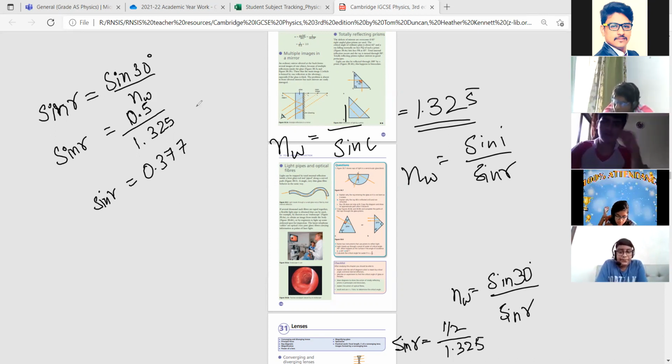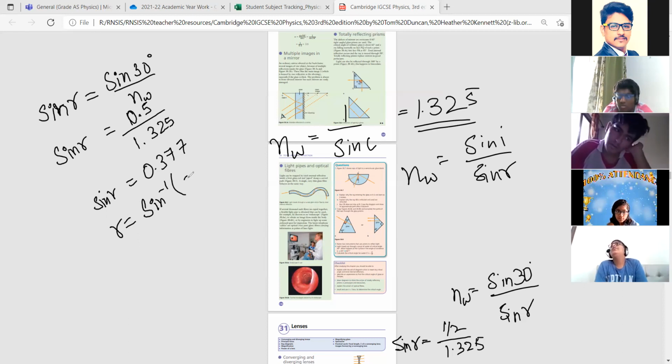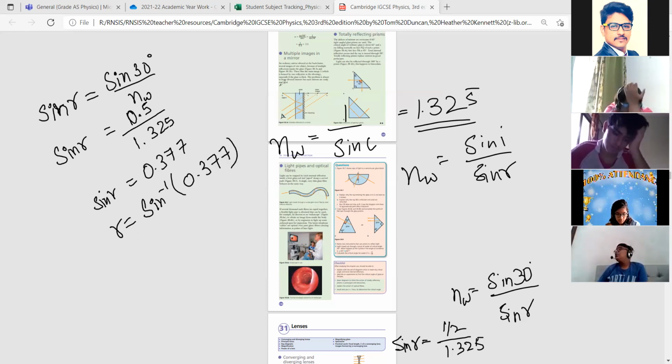Now let's take the inverse. Have you studied inverse functions? Yes, sir. Okay, so what we are doing is, sine is actually a function. Now when it goes on to the other side of the equation, it will convert to sine inverse. So R will be sine inverse of 0.377. Take this function into your calci, that is sine inverse, and write down 0.377. Tell me what is the angle.